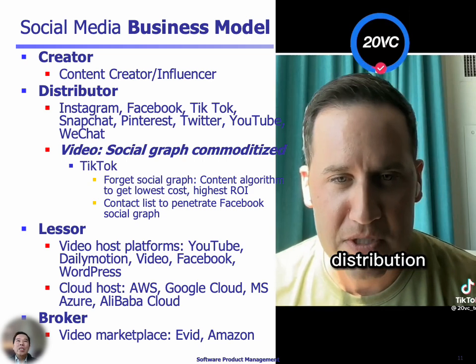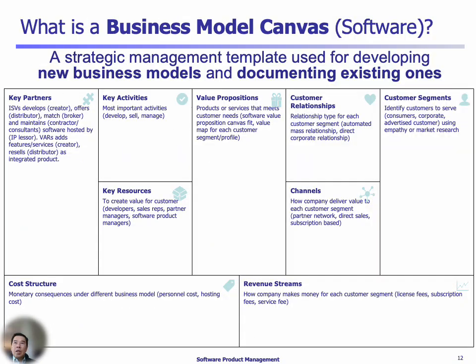So understand which of these 4 archetypes you are in, and who your competitors are from that archetype, and you can have a better idea of your product. A good way to understand your business model is to use a business model canvas.